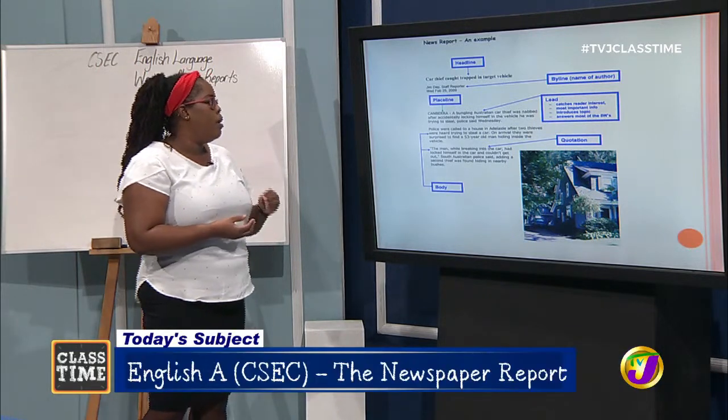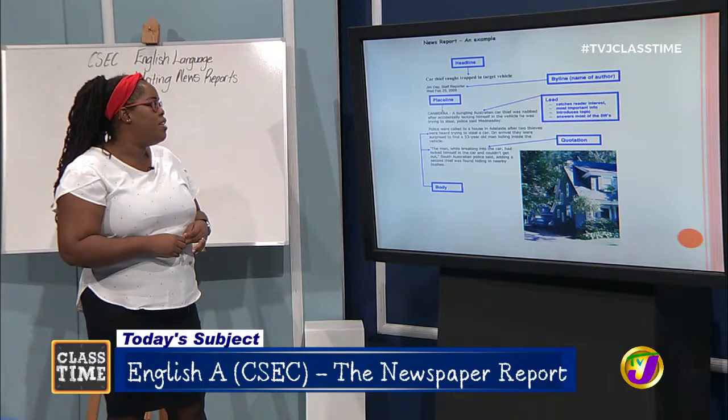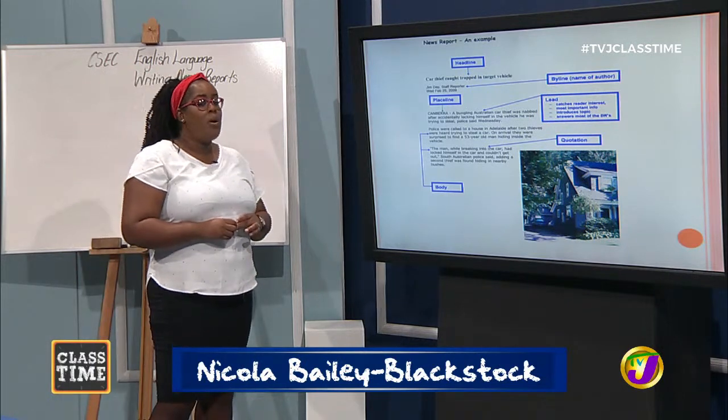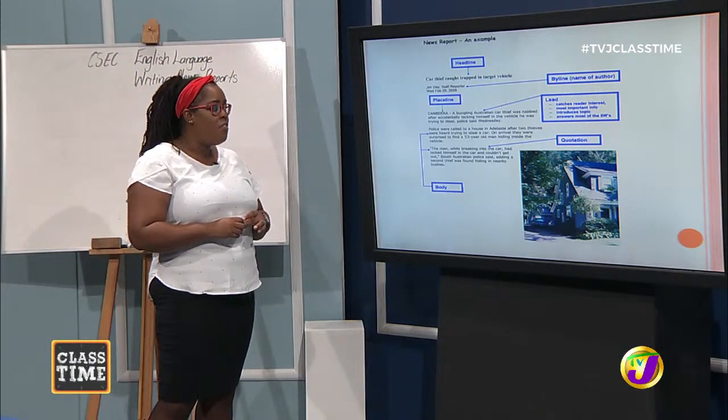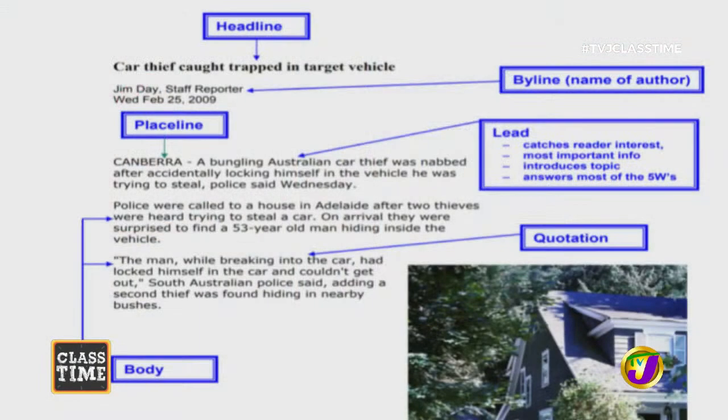Body. Police were called to a house in Adelaide after 2 thieves were heard trying to steal a car. On arrival, they were surprised to find a 53-year-old man hiding inside the vehicle. The man, while breaking into the car, had locked himself in the car and couldn't get out, South Australian police said. Adding, a second thief was found hiding in nearby bushes.